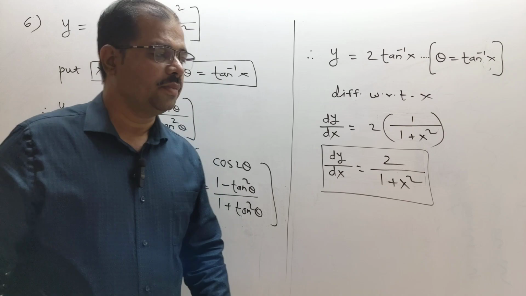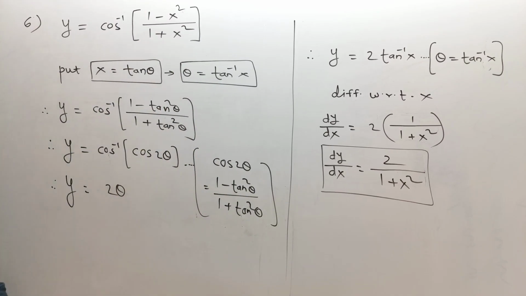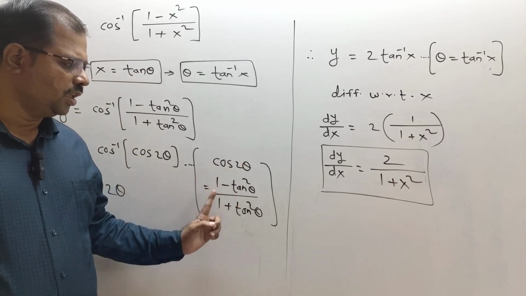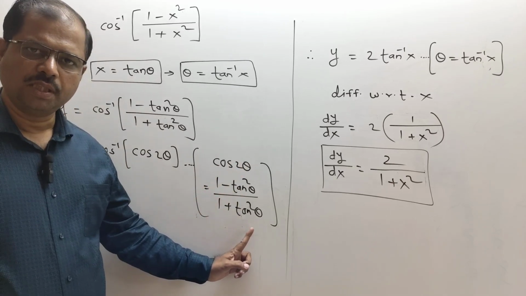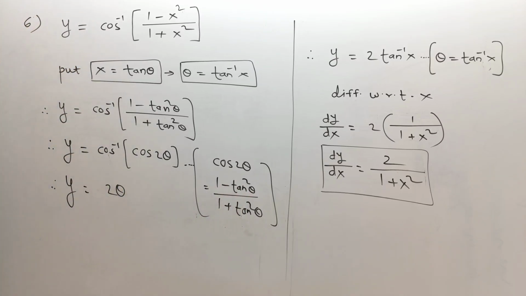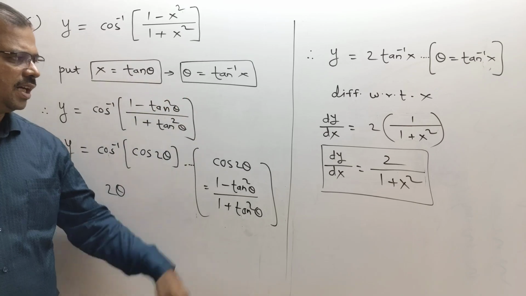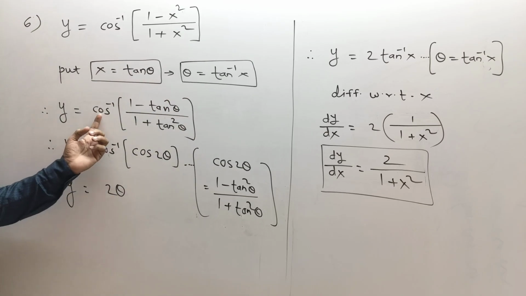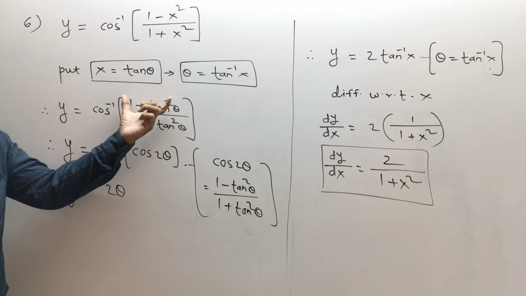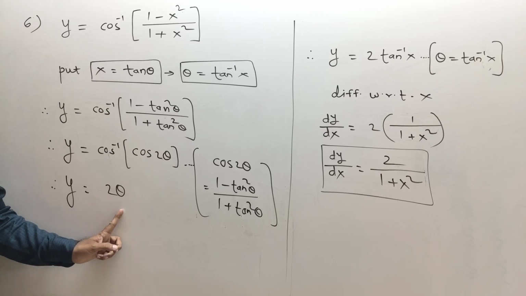Now, the sixth problem is y is equal to cos inverse of 1 minus x square upon 1 plus x square. In this problem, we have the formula cos 2 theta is 1 minus t square upon 1 plus t square, that is, 1 minus tan square theta upon 1 plus tan square theta. Therefore, here also we put x is equal to tan theta, theta is equal to tan inverse x. Therefore, y is equal to cos inverse of 1 minus tan square theta upon 1 plus tan square theta. This is the formula of cos 2 theta. Cos inverse cos gets cancelled, 2 theta.